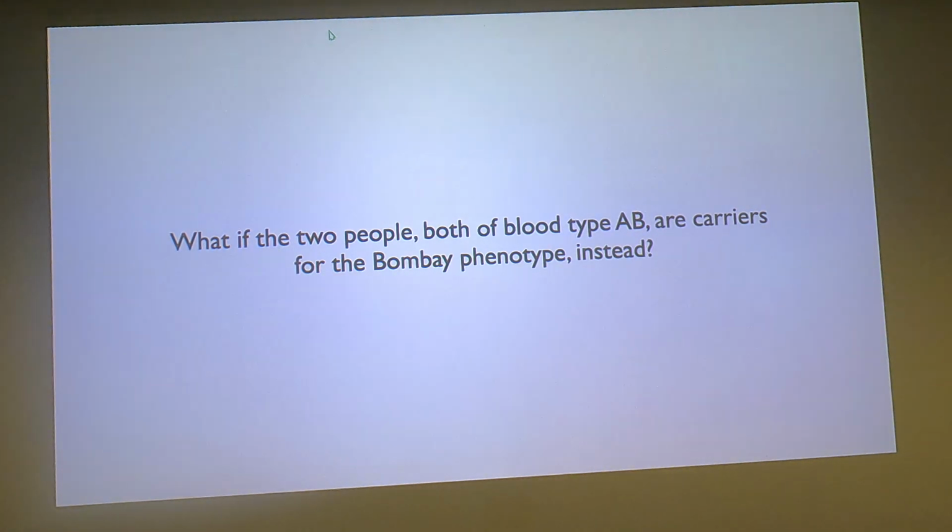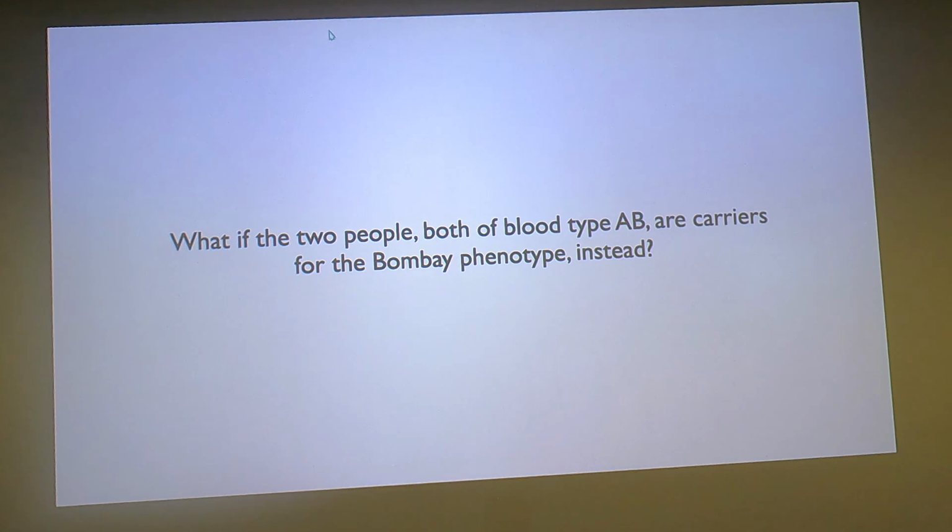So we've got two people. They both have blood type AB. Hey, that's just like the previous problem, right? But now instead of albinism, we're saying they're carriers of the Bombay phenotype. Who remembers what the Bombay phenotype is?